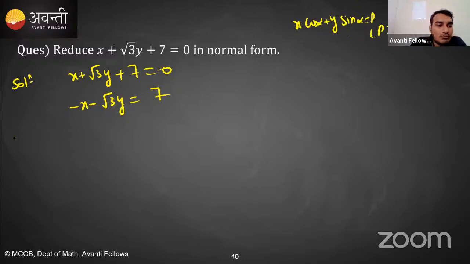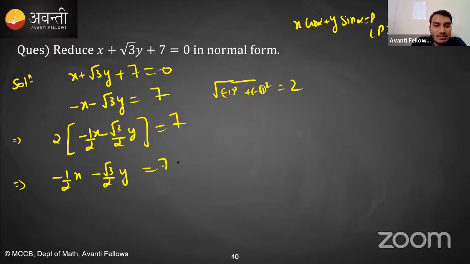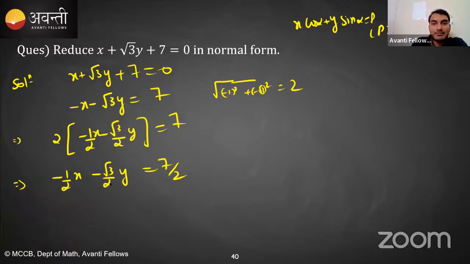Okay, so now what you do? Now multiply and divide with the under root of minus 1 square plus minus root 3 square, which is 2. So multiply and divide. So it will be written as minus half into x minus root 3 by 2 into y is equal to 7, which is nothing but minus 1 by 2 into x minus root 3 by 2 into y is equal to 7 by 2. Clear?